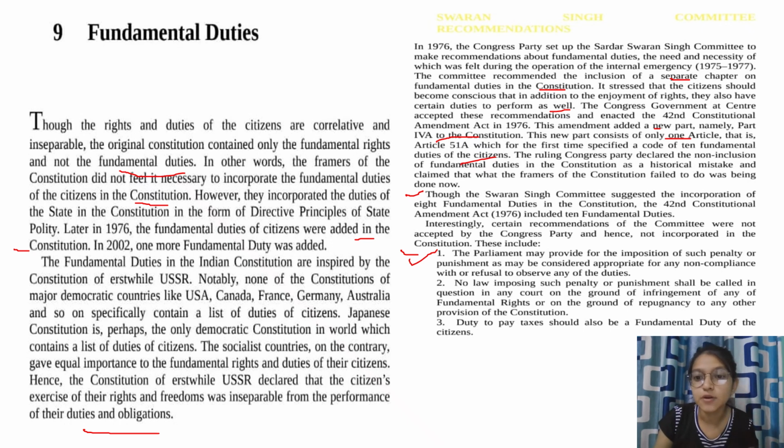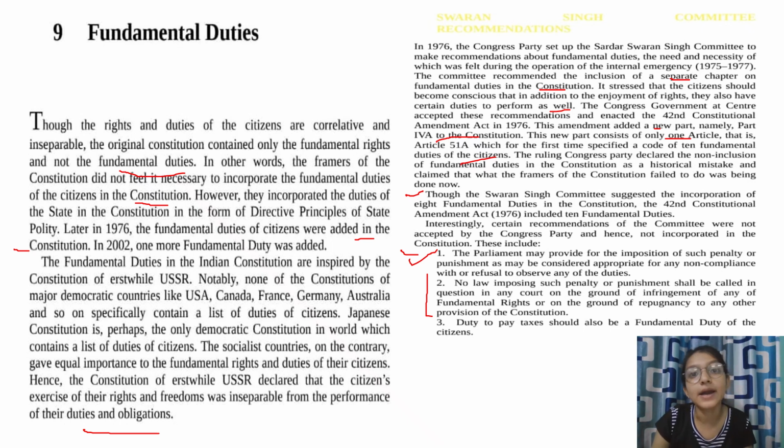No law imposing such penalty or punishment shall be called in question in any court on the ground of infringement of any of the fundamental rights or on the ground of repugnancy to any other provision of the constitution. So this basically talks about exclusion of judicial review. The committee suggested that the parliament can punish the citizens who are not abiding by the rules, and that whatever act they call upon should not be questioned in any court, nor would the citizen be able to go to the court to justify their doing. So this also has been rejected by the government.